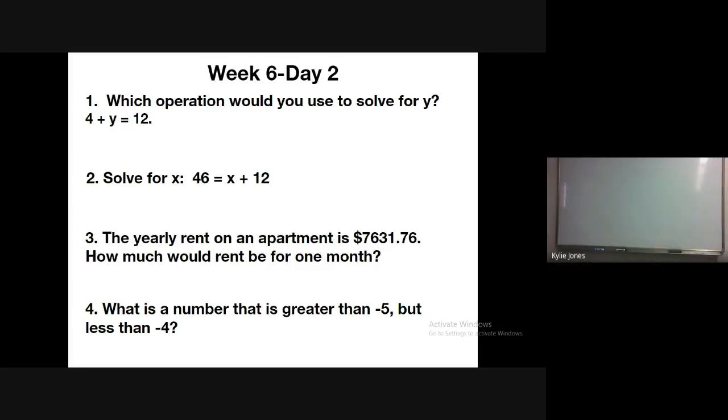You have a whole year worth of rent, and you're trying to figure out how much it costs you to rent 1 month. How many days are in 1 month? It doesn't matter how many days are in a month. You pay the same amount every month. You guys, when you pay rent, it's the same amount of money each month.